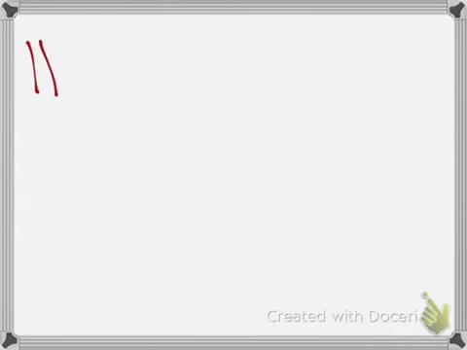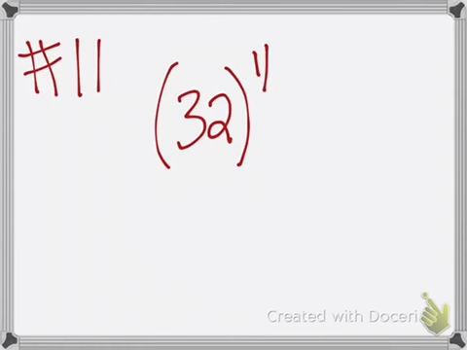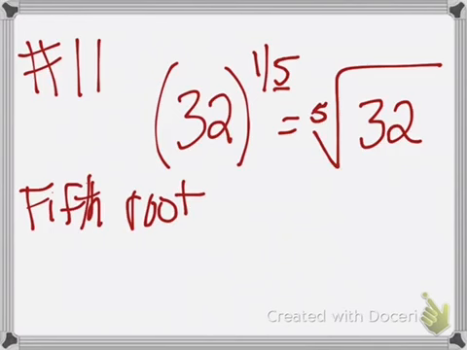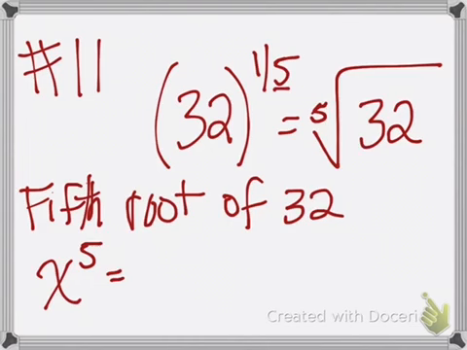Okay, number 11. That is 32 to the 1/5 power. So remember, that is 32 underneath a radical. The denominator always stands for the radical. Technically, that's called the index, but I'm not going to worry too much about the little details like that. So we want to know what's the 5th root of 32. So something raised to the 5th power equals 32.